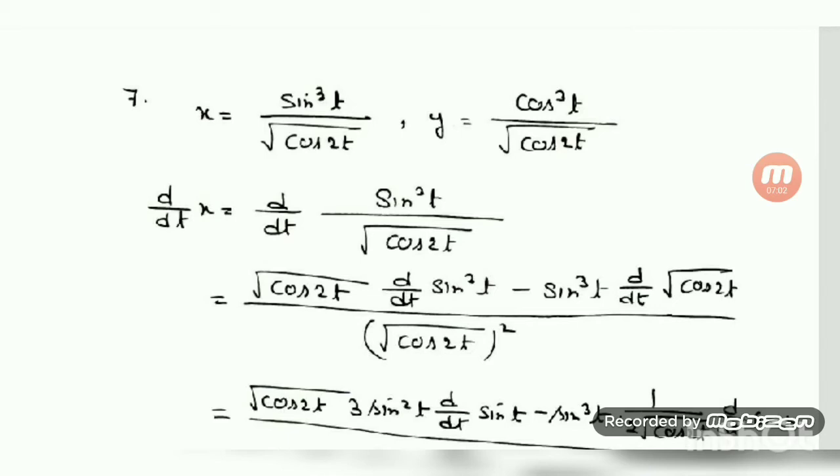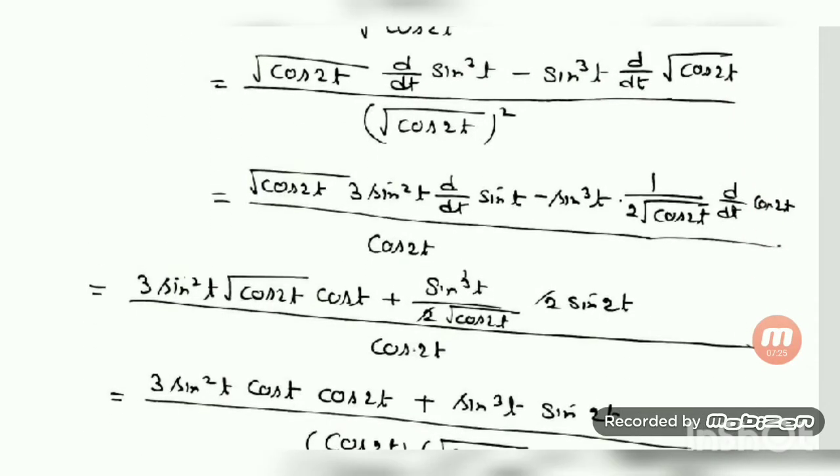Yes, the denominator is what? The square of the denominator, that is equal to under root cos of 2t whole square. Then the formula is v d/dx of u minus u d/dx of v. V is cos 2t. So under root cos of 2t into d/dt of sin cube t minus sin cube t into d/dt of under root cos of 2t. Let us take the derivative. The denominator, cos of 2t whole square under root, can be written as cos of 2t, the root is removed, and cos of 2t will be left. This is under root cos of 2t.